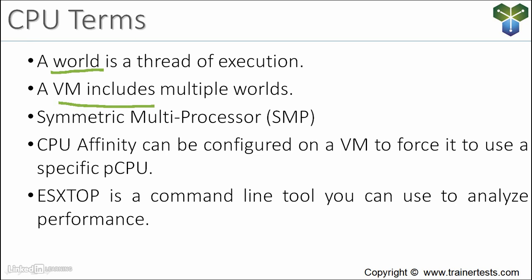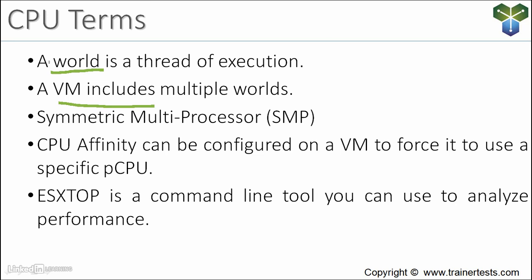The number of worlds per VM is really going to depend on the number of processors, but there's also a world for displaying the mouse, keyboard, and screen. There's another world for the virtual machine monitor. So these are basically just processes that run for each virtual machine. And there's also worlds that are unrelated to virtual machines. So worlds for functions like vMotion, for example. So the worlds are basically just processes that my ESXi host is running.